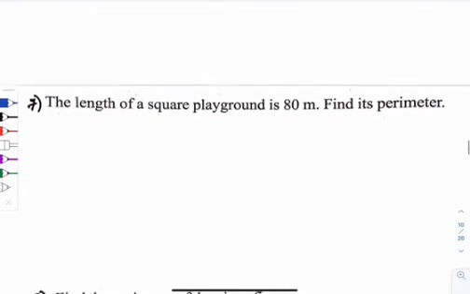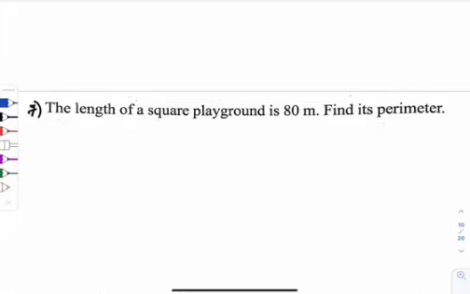There are a few more problems from exercises I've just picked for you to practice. Now for a few more problems on finding perimeter of a square. The length of a square playground is 80 meters. Find its perimeter. So it just involves one step.